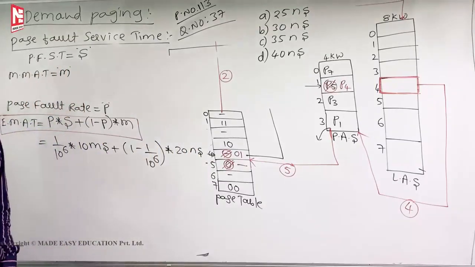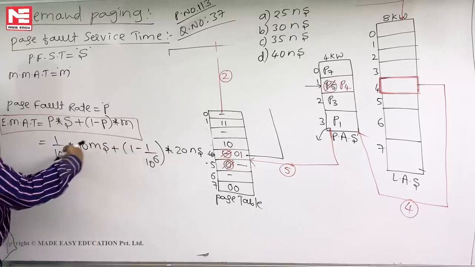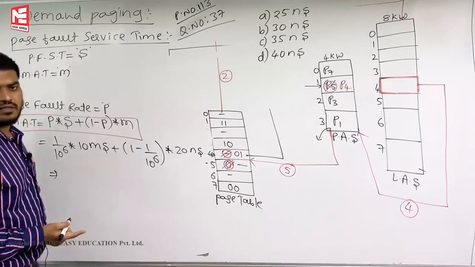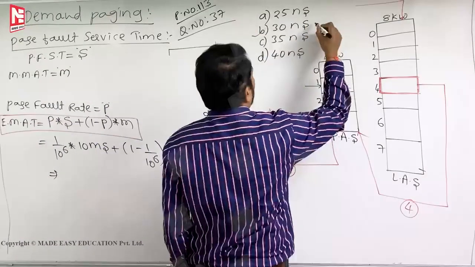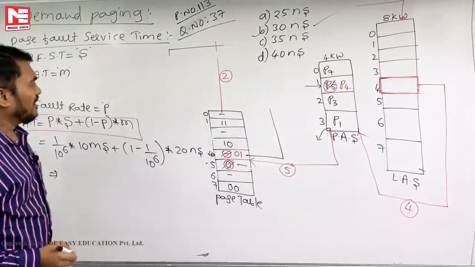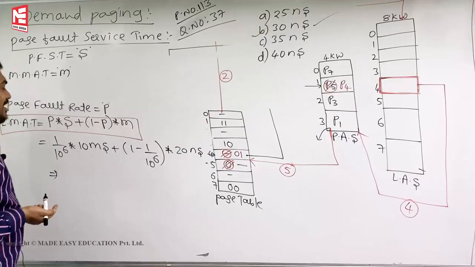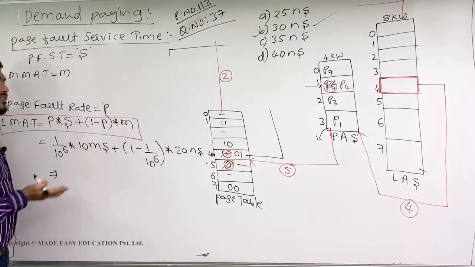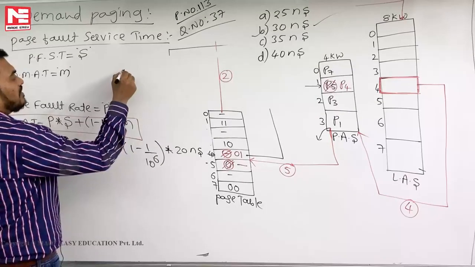So these are the values given to you, right? Just solve this equation and you get the right answer. B is the right answer, 30 nanoseconds. Some people are thinking, sir, this is not coming for me, so I could not do it. Why are you worried? You are finding it difficult to convert milliseconds to nanoseconds. Understand here, please understand.